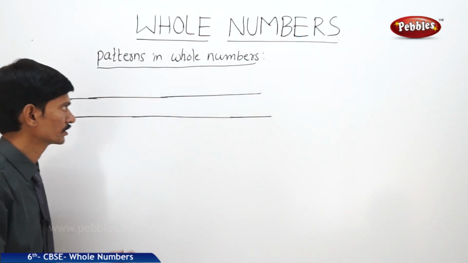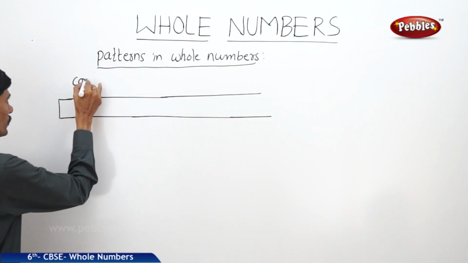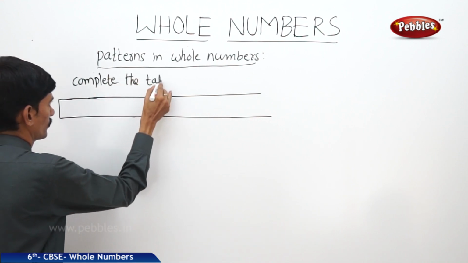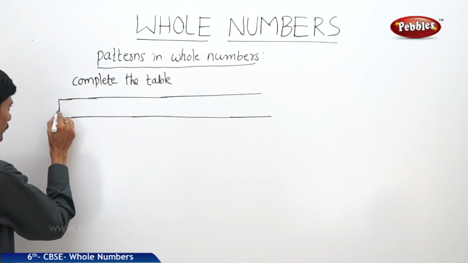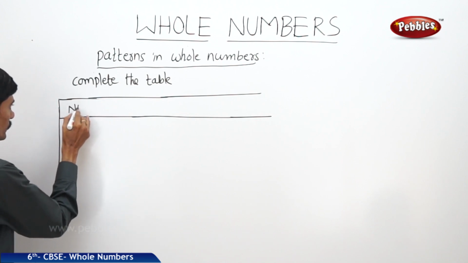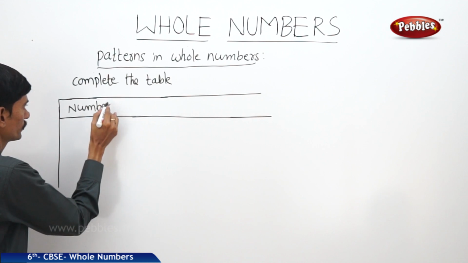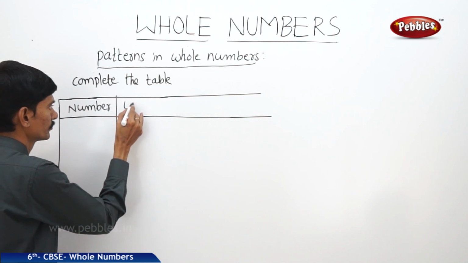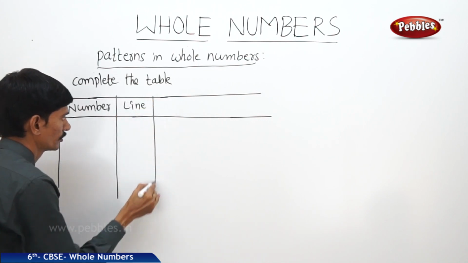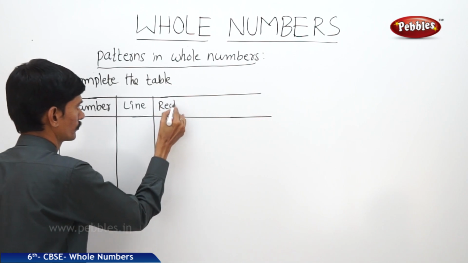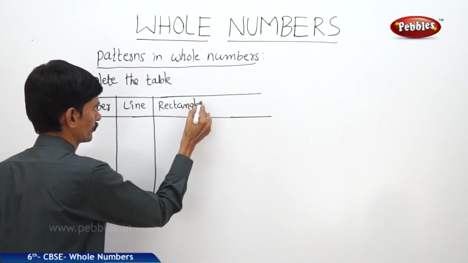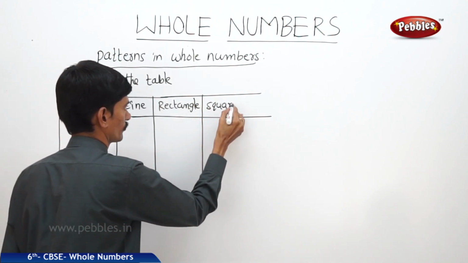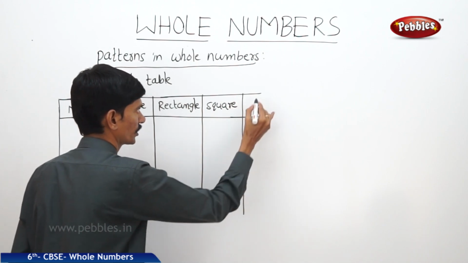Now let's see the next table. Complete the following table. So in the table, the first column is number. Now you have to check whether the number can be shown as the line, then rectangle, then square, then triangle.